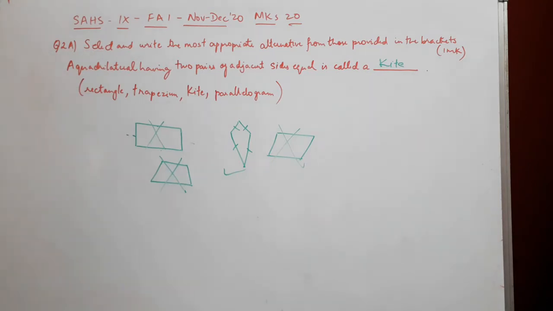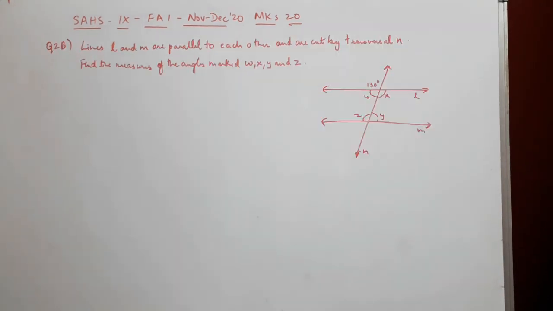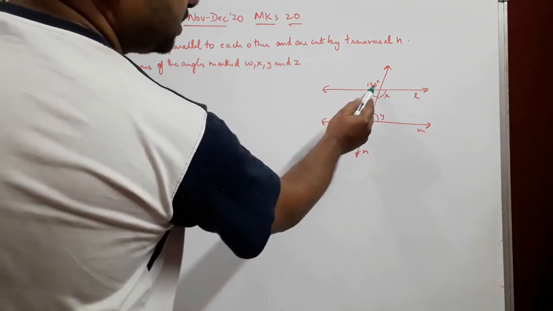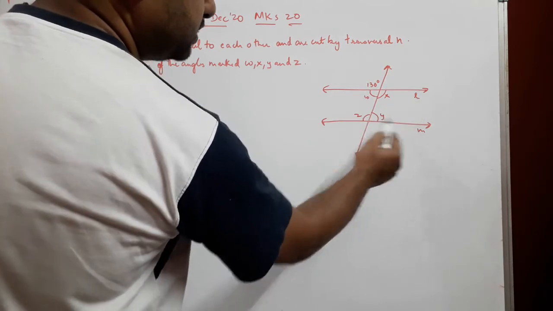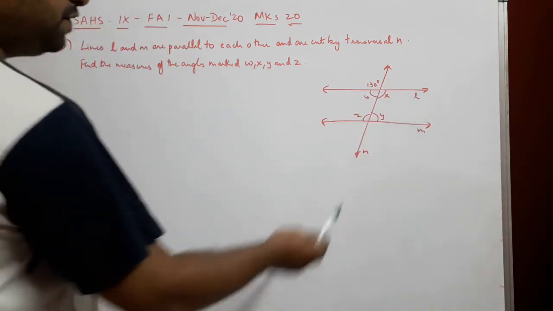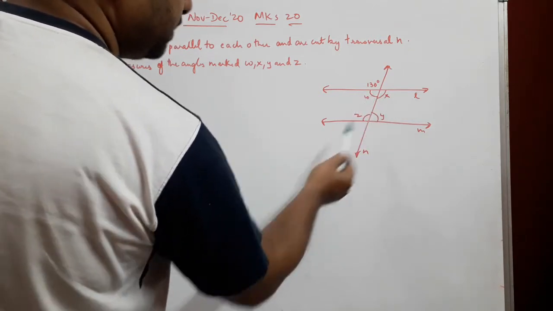Moving on to question 2b. Question 2b says lines L and M are parallel to each other and are cut by transversal N. Find the measures of the angles marked W, X, Y and Z. If we have a look at the figure provided to us, we see 130 degrees is here. There are two parallel lines L and M, and N is the transversal. We need to find W, X, Z and Y.